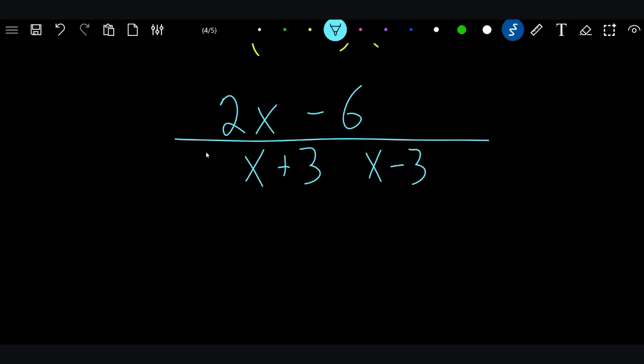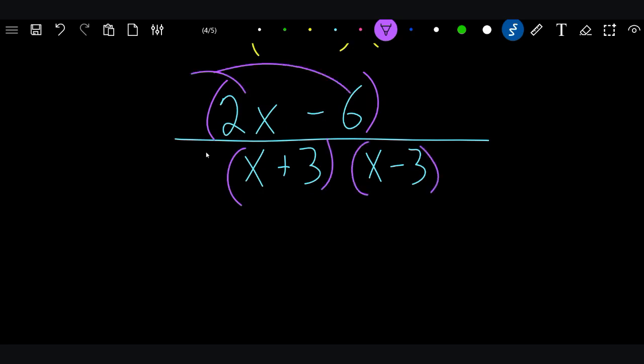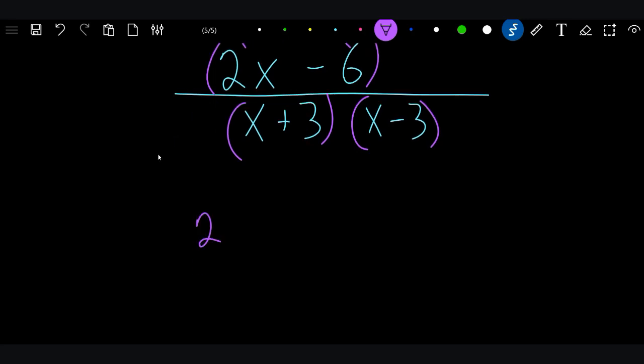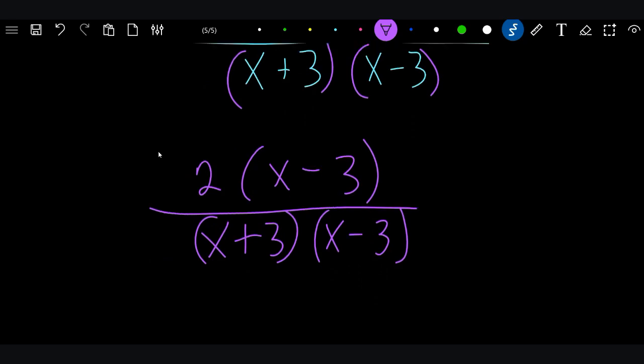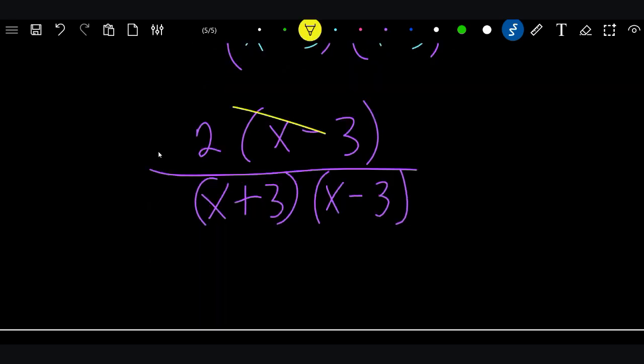Now this one, we finally get one that we can do something with. We can factor this out. Look what I have up there. Let me put parentheses on all these. I can factor out the 2, so I'm left with 2 times the quantity x minus 3 over x plus 3, x minus 3. All right, check out what happens now. I can cancel that x minus 3 and that x minus 3.